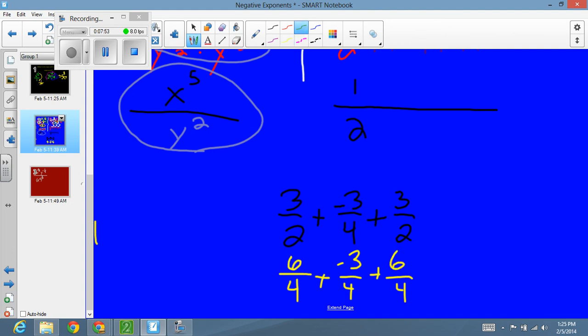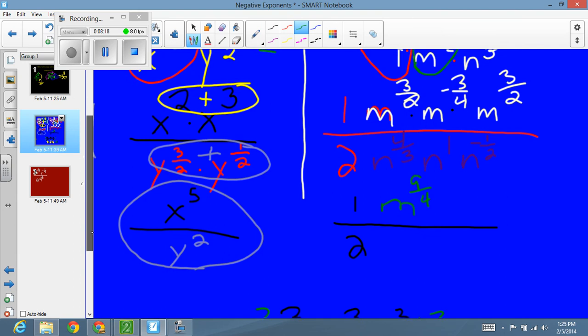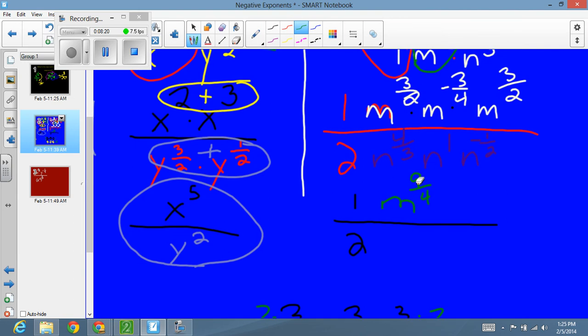Okay, and the way that I got that, I just multiplied top and bottom by 2, so that they had the same denominator. So if I add numerators together, that becomes 6 plus negative 3 is 3 plus 6 is 9/4. So this is going to be m to the 9/4. And that's positive, so that can stay there. That's good.